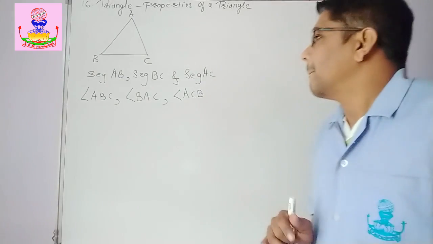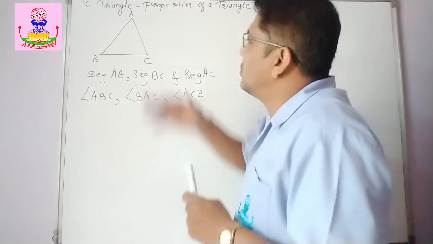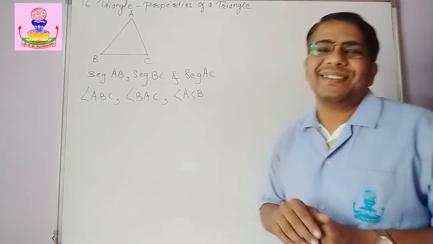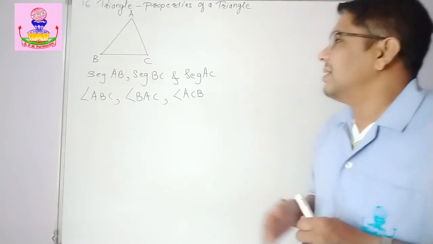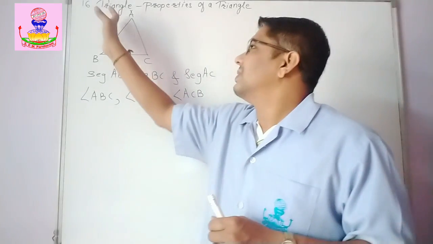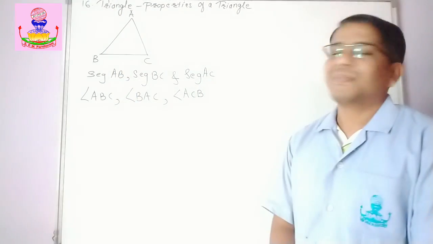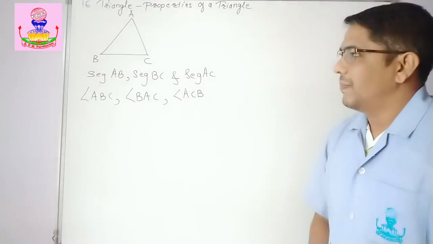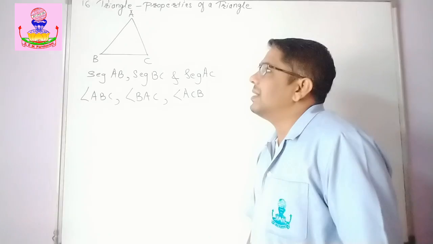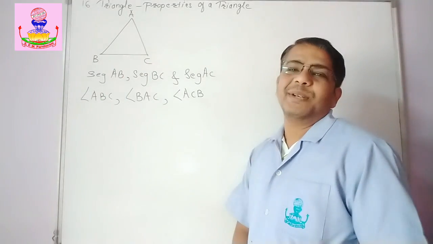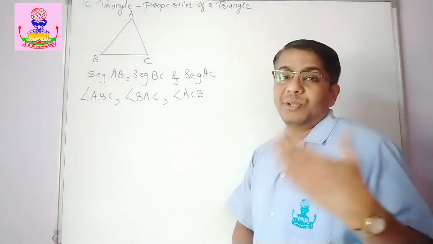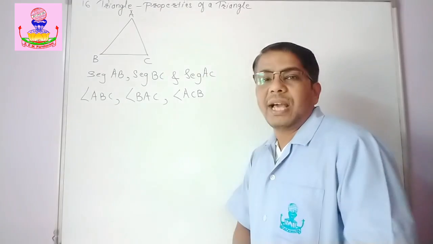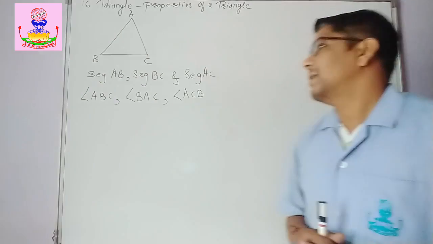Now, the angle opposite to side AC is which angle? Yes, exactly. Angle B or angle ABC. The angle opposite to segment AB is angle ACB. Or the side opposite to angle A is segment BC. So we know the opposite angles to the particular side, or opposite side to the particular angle or a vertex.